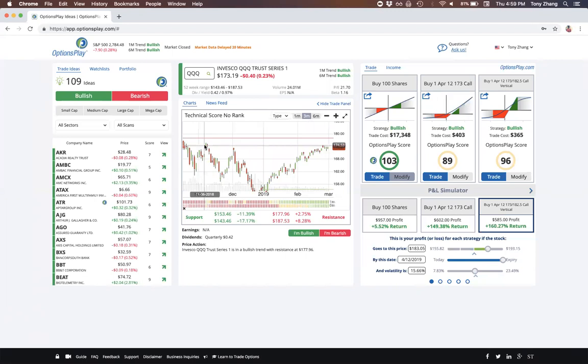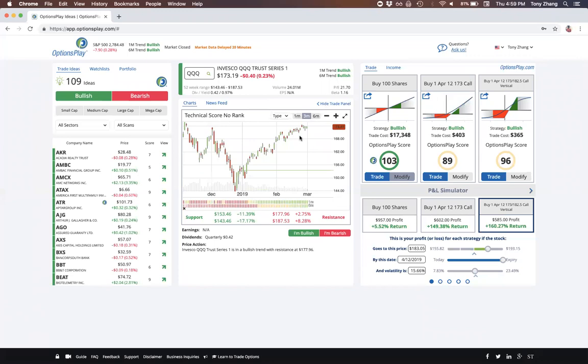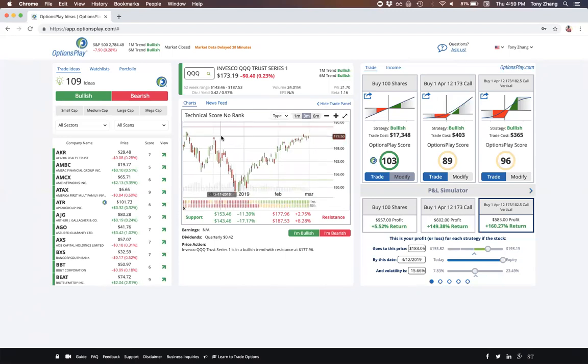So the Qs was up against 175 resistance in November. It was against 175 resistance in December. And after having this huge sell-off and coming all the way back, it's now met that resistance level again. So this is what I would consider a double or triple top around 175.